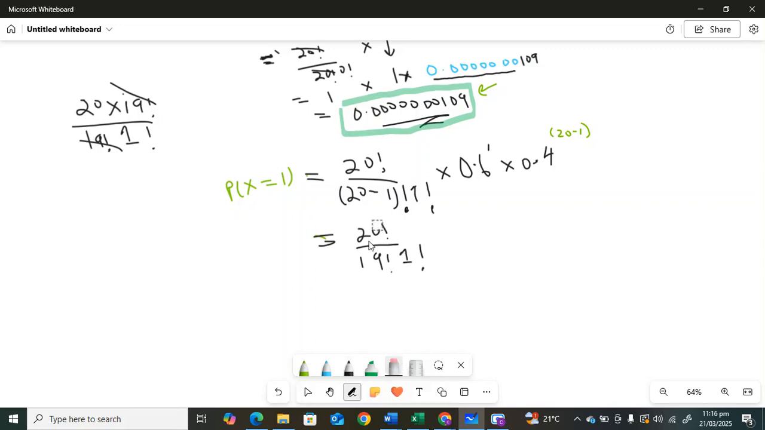So where will I put it? 20 here, multiplied by 0.6 to the power 1, 0.6, multiplied by 0.4 to the power 19, because 20 minus 1, that is 19. So 0.4 to the power 19, what do we get?